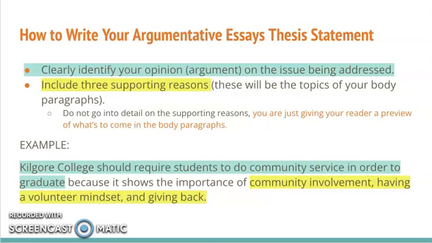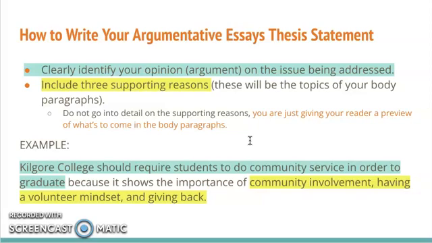So, like I said in the last slide, you are clearly identifying your opinion on the argument or the issue being addressed. If we look at this example here, we see that Kilgore College should, there's one of our argumentative modals, require students to do community service in order to graduate. Now, I'm picking to be for this. You could also flip it around and say Kilgore College should not require students to do community service in order to graduate. So you have to pick your side on the argument.